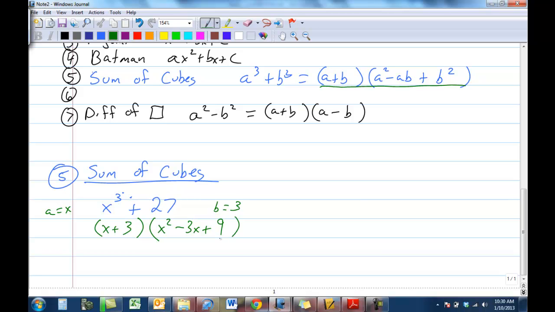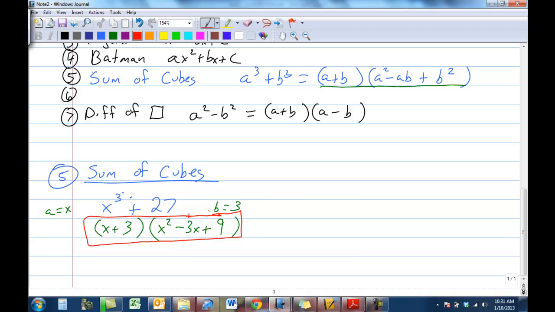So that's what it's going to factor to. Now, we'll check this one time. What multiplies to 9 and adds up to 3? This is an old school pattern, but as it turns out, nothing multiplies to 9 and adds up to 3. And here's the thing, y'all. Sum of cubes, this second part is never going to factor. Just a heads up there. So this is our final answer here: x plus 3 times x squared minus 3x plus 9.